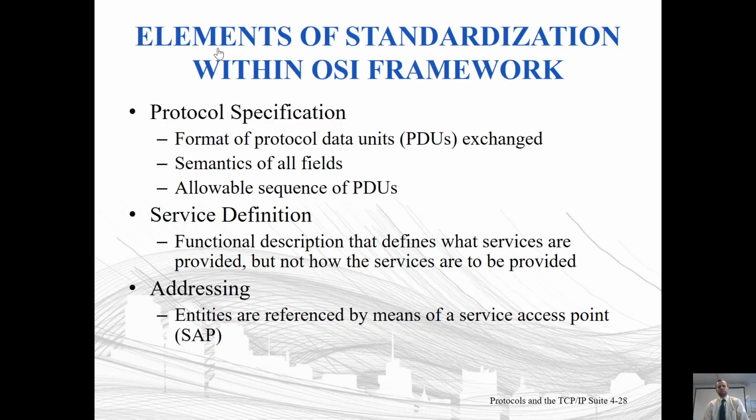So the elements of standardization within the OSI framework. There's protocol specification: the format of the protocol data units or PDUs exchanged, the semantics of the fields, and the allowable sequence of the protocol data units. Then there's the service definition, a functional description that defines what services are provided, but not how the services are to be provided. And then there's addressing. The entities are referenced by means of a service access point or SAP.